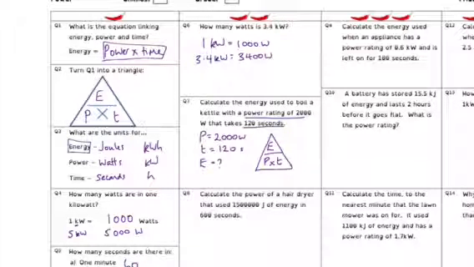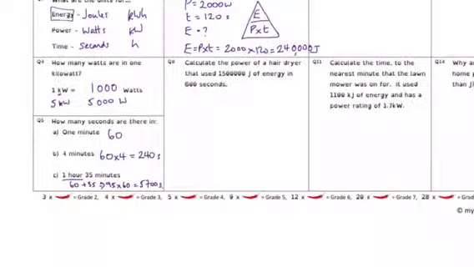So energy, power and time. So we cover up energy to see that it equals power multiplied by time. So that's then 2,000 multiplied by 120, which gives us 240,000. The unit, of course, is joules. For question 8, calculate the power of a hairdryer that used 1.5 million joules of energy in 600 seconds.